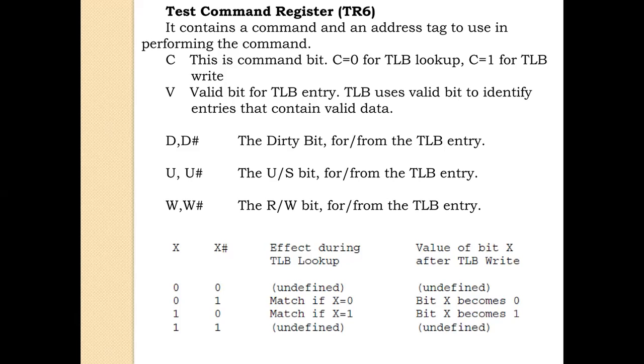The effect during the TLB lookup is undefined. So when the X and X hash bits are 0 and 1, they match. If X is equal to 0, the bit X becomes 0. If X is 1 and X hash is 0, they match. If it matches with the TLB lookup, with X equal to 1, bit X becomes 1.